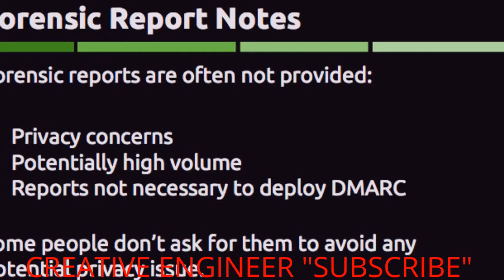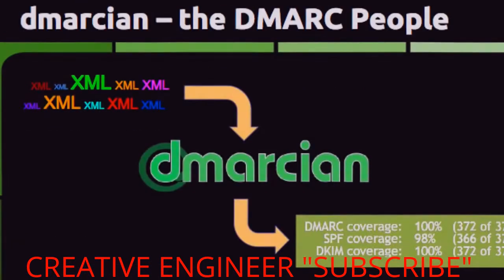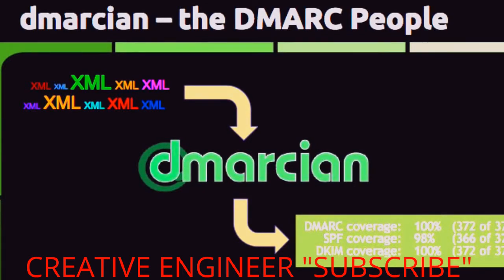Lastly, quite a few organizations don't even want to ask for these types of reports, as they want to avoid any sort of potential liability in the area of privacy. Still, these reports can shed light on the specific types of abuse that a domain might be encountering. dmarcian processes both types of feedback to make deployment of DMARC far easier for most types of people.